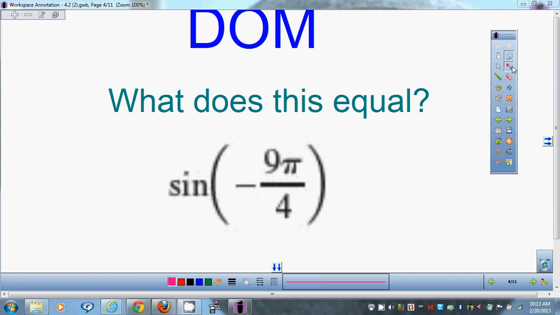Who can tell me what this is? Yes, sir. I don't know. What is it, someone? Is that right? Negative radical 2 over 2 it is.